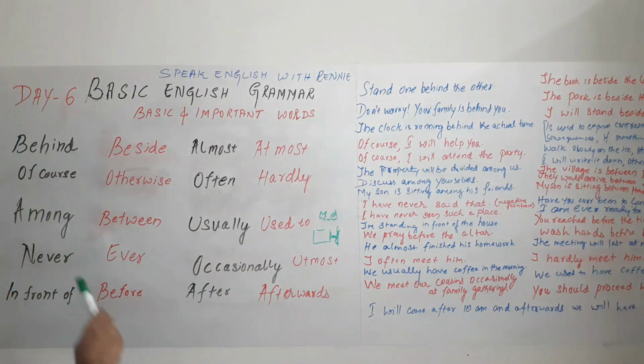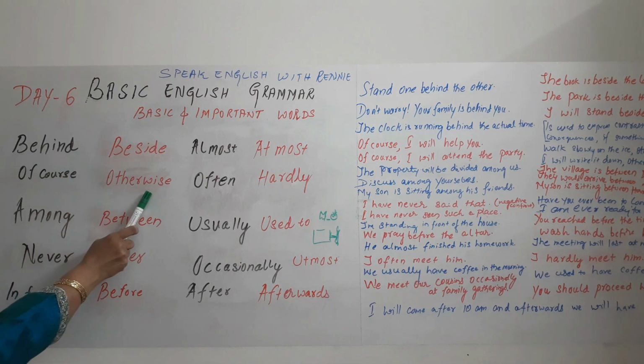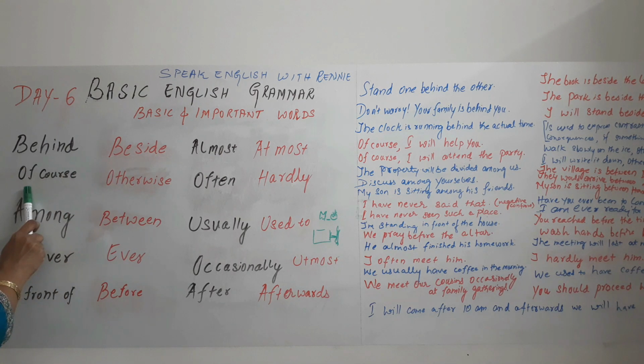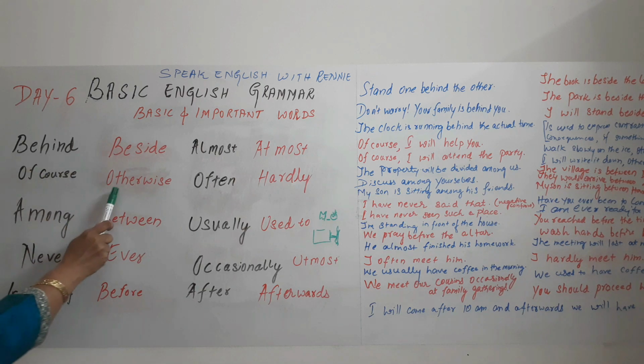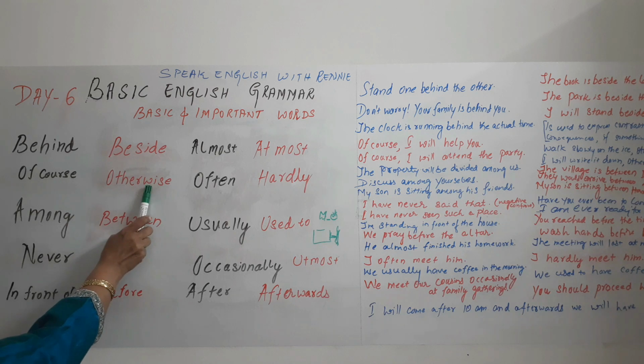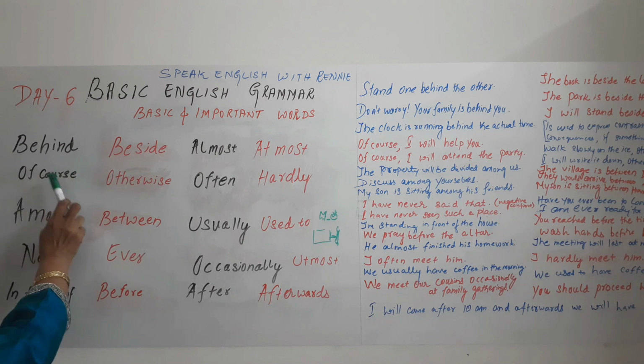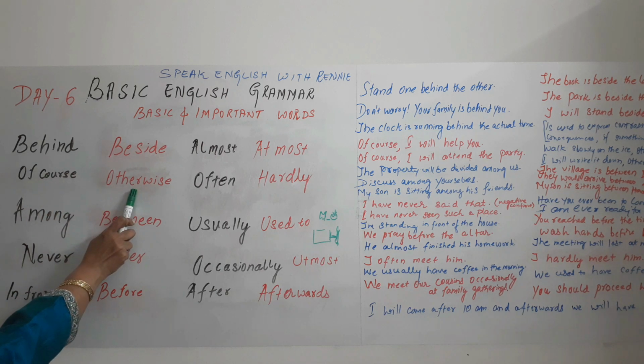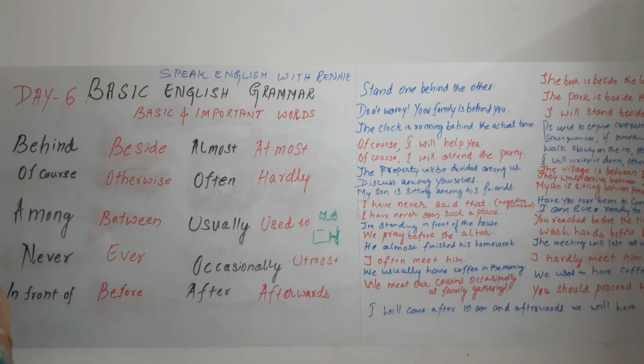Now next, of course and otherwise. How to pronounce this? Of, and here actually a space is there, and course. Of course, those two words are there, but we need to pronounce this together. Of course and otherwise. Here also two words are there, other and wise, whereas we have to pronounce this together, otherwise. So of course means certainly, without doubt, and otherwise means or else, if not.